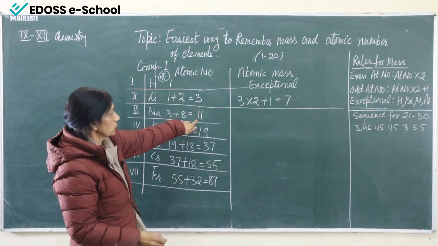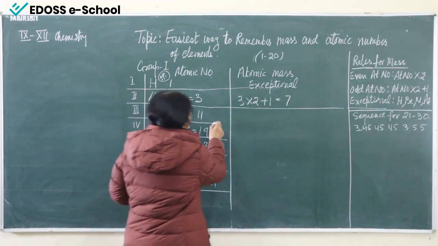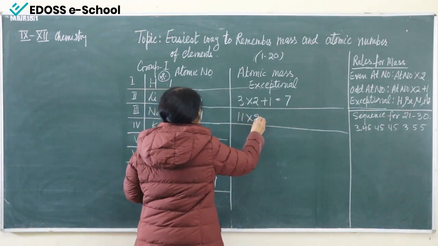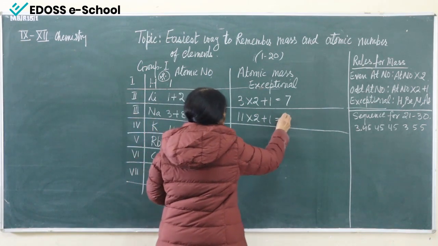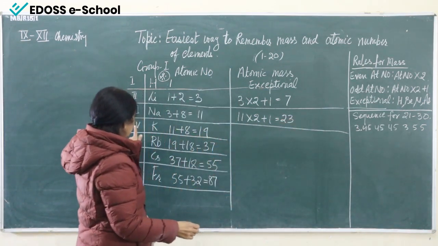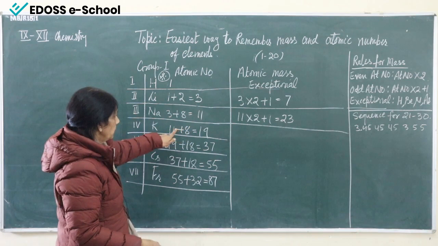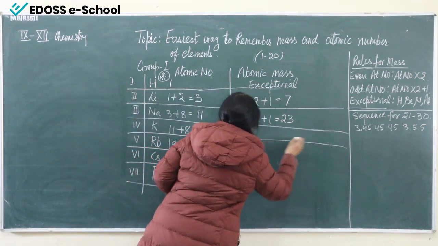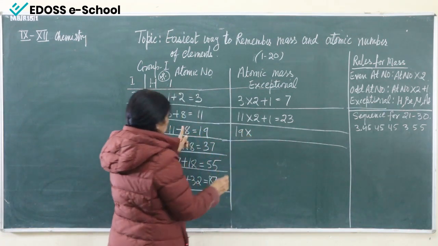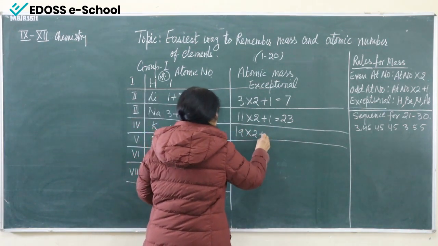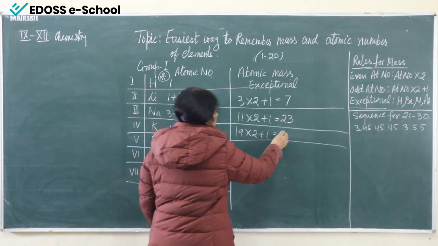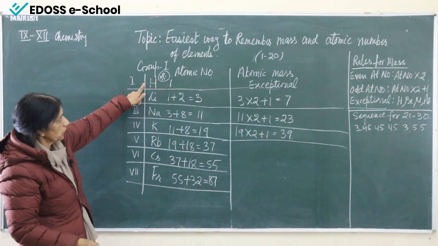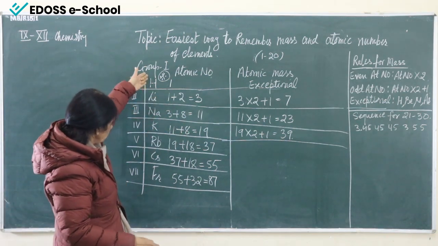For sodium, this is also odd. So what will we do? 11 multiplied by 2 plus 1. So this is 23. Similarly for potassium, this is odd. So again we will do 19 multiplied by 2 plus 1. So 19 times 2 is 38 and plus 1 is 39. In this way, for group 1, you can learn their atomic numbers and atomic masses.